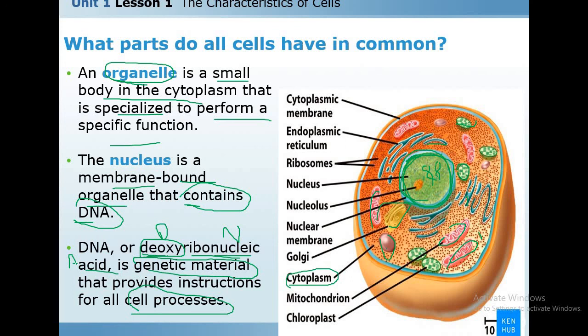The nucleus is a membrane-bound organelle, it has a membrane, that contains DNA. That's it.